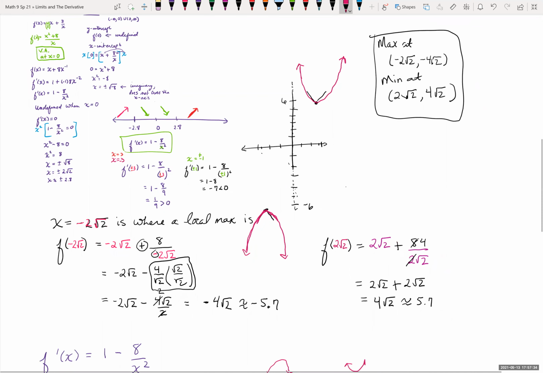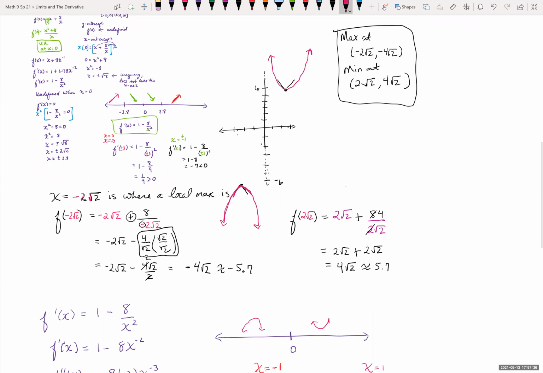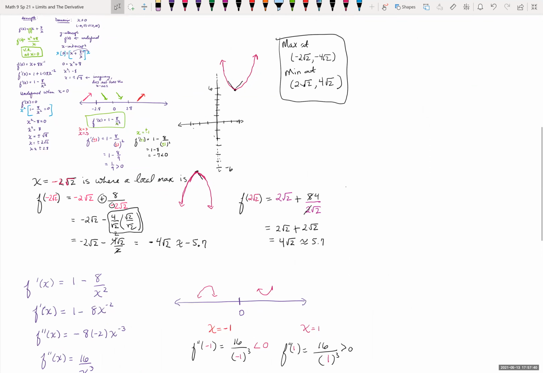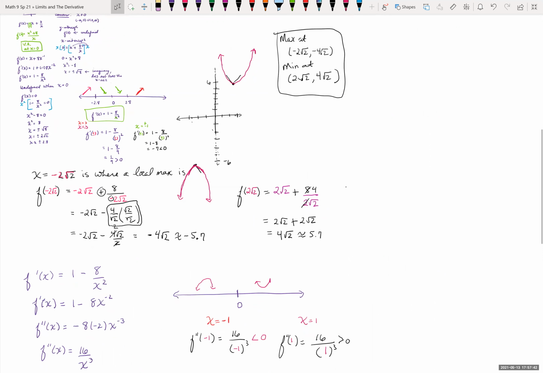Okay, so we were able to graph this function by using techniques of derivatives to help us find this. And it put everything together from this chapter.